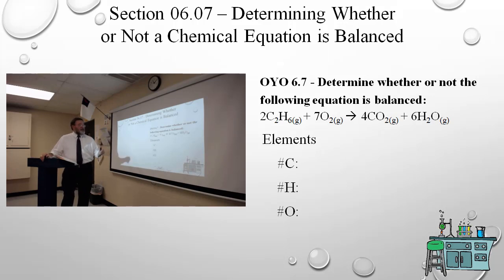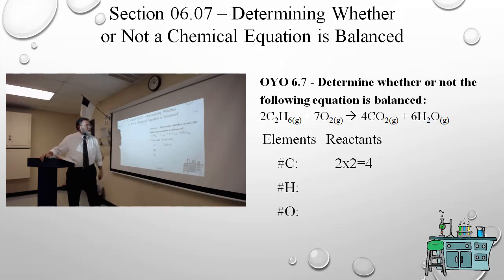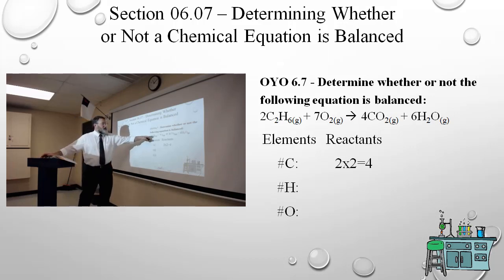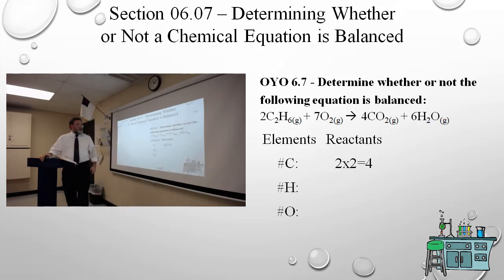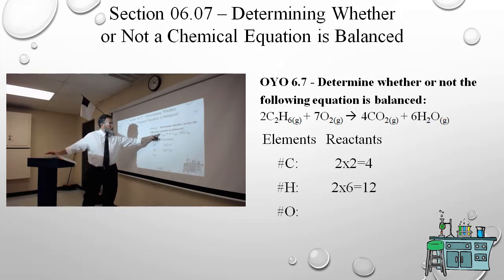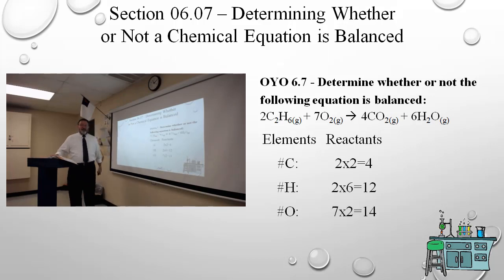How many carbons are on the left side, the reactant side? 4. Because we have 2 sets of 2, right? So reactants, we've got 2 sets of 2. 2 sets of 2 is 4. Hydrogens? Somebody else? How many hydrogens are on the reactant side? 12, right. 2 sets of 6 and no more. 2 sets of 6 is 12. And then oxygens. How many? 7 sets of 2 is 14.